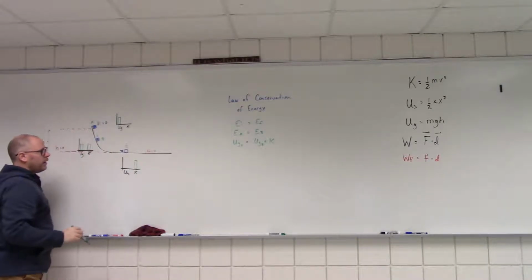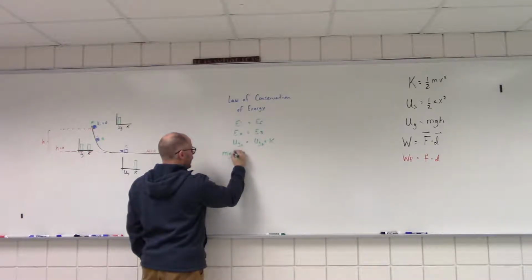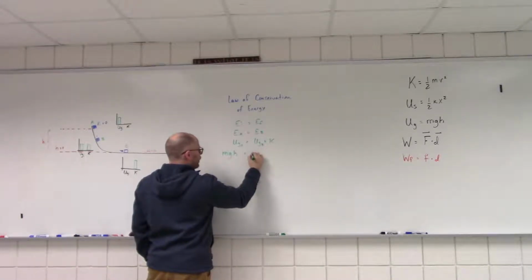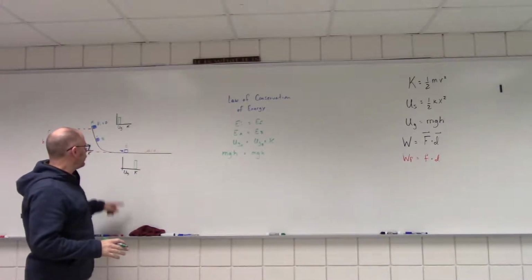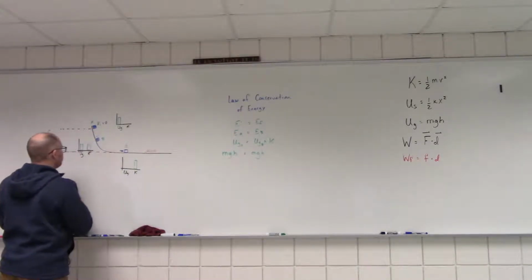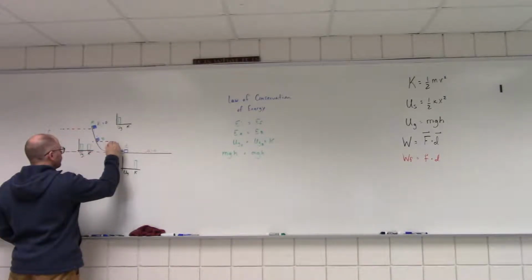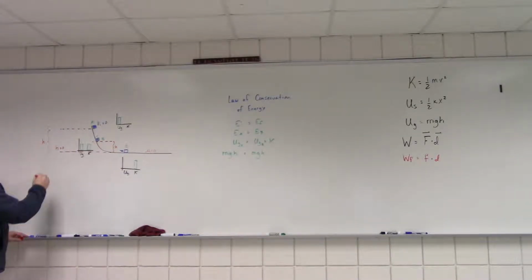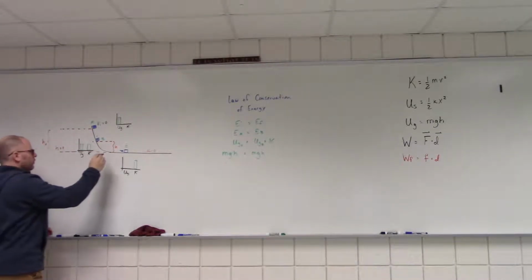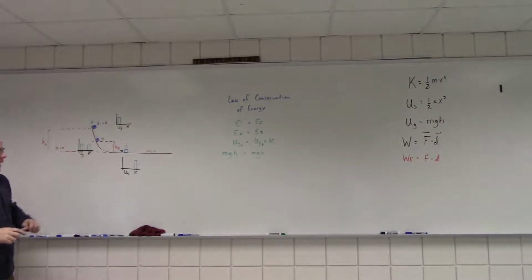When I come over here, I know that this is going to be mgh. This is also mgh, but it's a different h again, because you notice here that's a different height. So this is the height at A, this is the height at B.